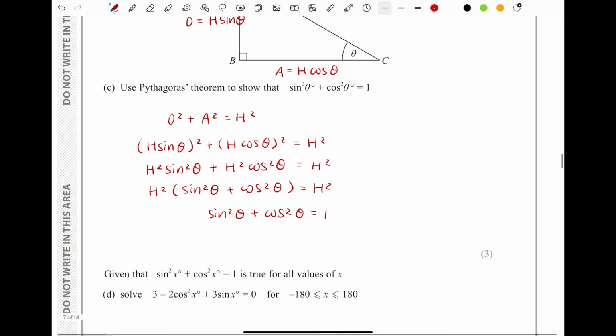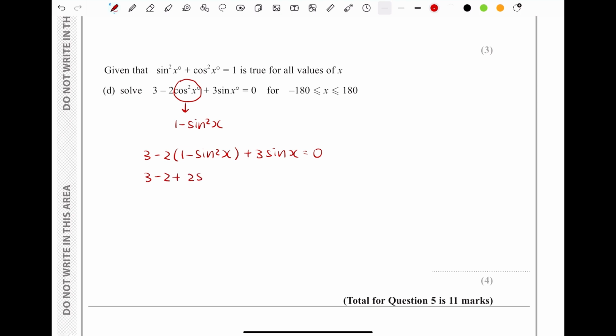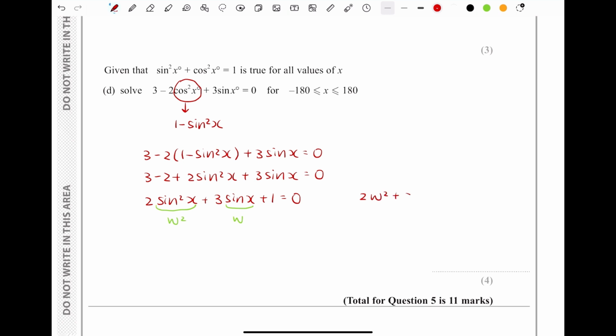Now, we need to use this fact to solve 3 take away 2 cos squared theta plus 3 sine theta. Given that sine squared x plus cos squared x is 1, we need to solve 3 take away 2 cos squared x plus 3 sine x is 0. Cos squared x is also 1 subtract sine squared x. So the equation can be written as 3 take away 2 lots of (1 take away sine squared x) plus 3 sine x is 0. By expanding the bracket and collecting the like terms, we have 2 sine squared x plus 3 sine x plus 1. If we let sine x be w, we have 2w squared plus 3w plus 1.